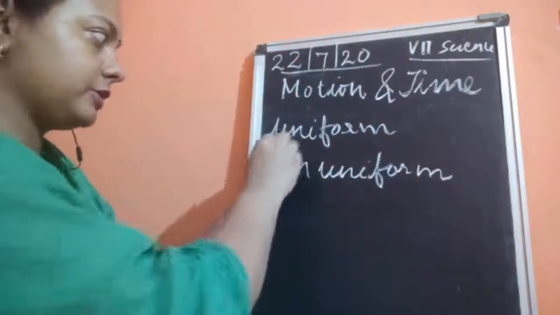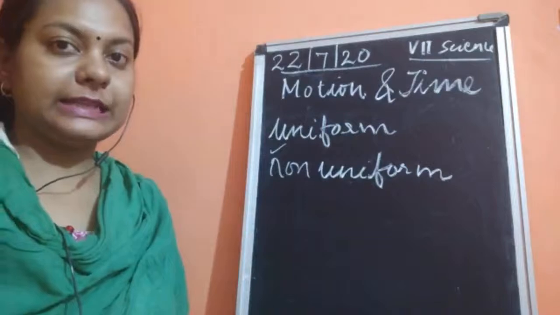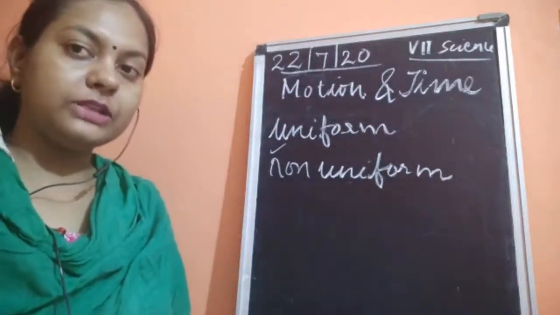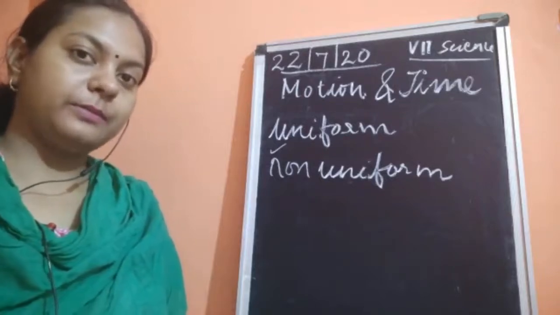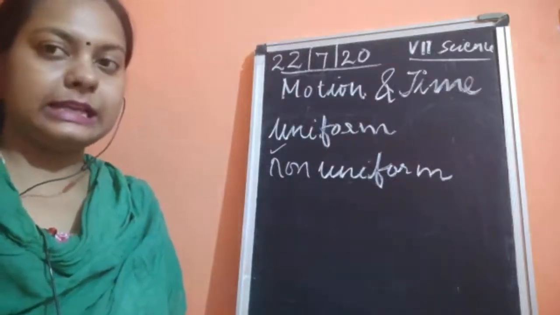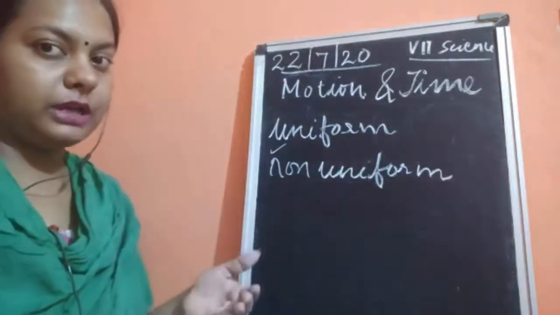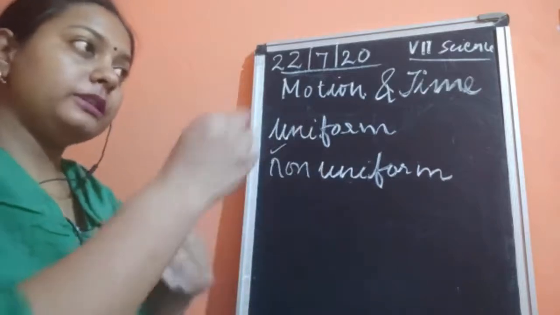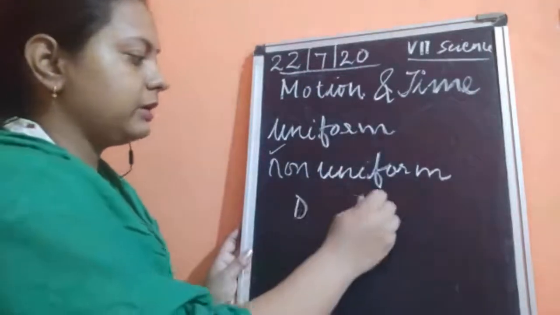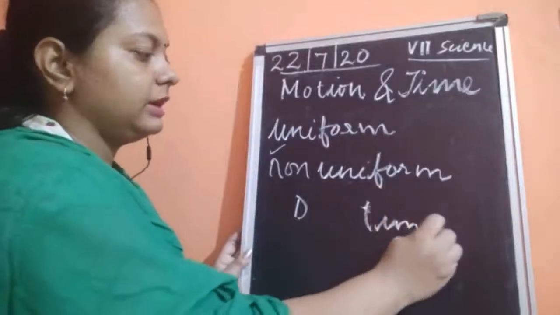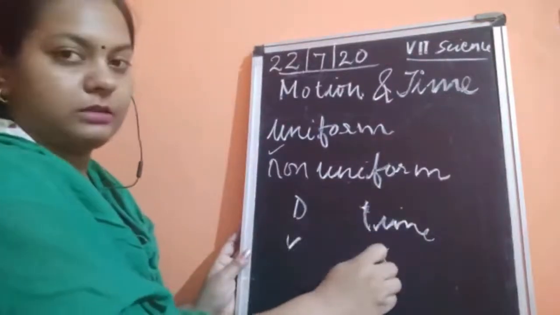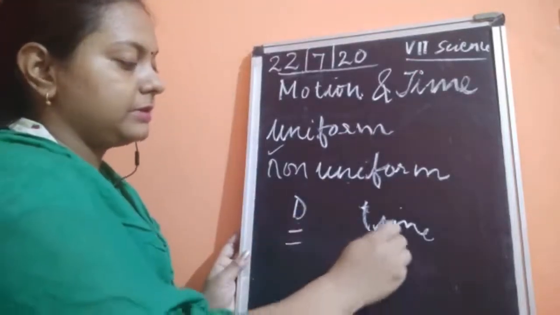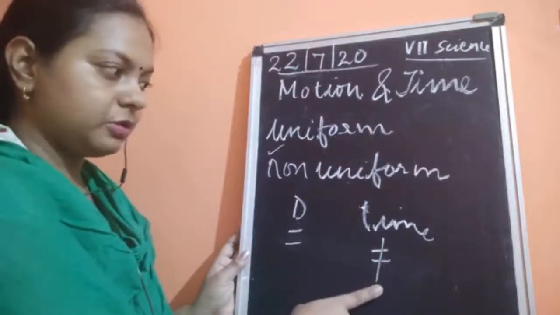And if an object is traveling in a non-uniform manner, how is it so? When an object covers more distance in less time, or less distance in more time, or unequal distance is traveled in equal intervals of time, or both things are unequal. If the distance is equal but the time is not equal, then also it becomes non-uniform motion.